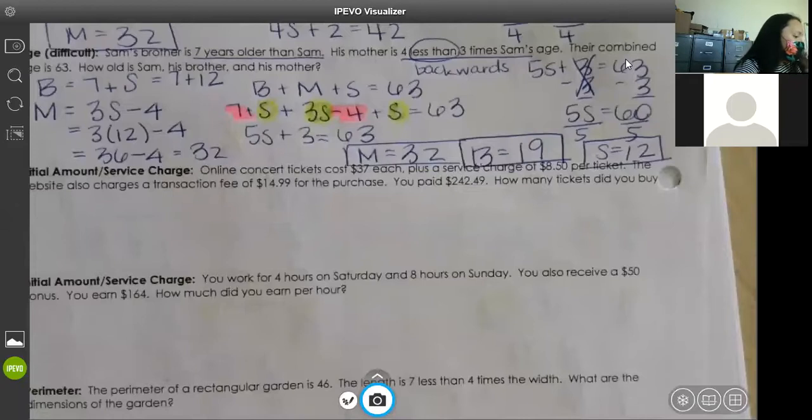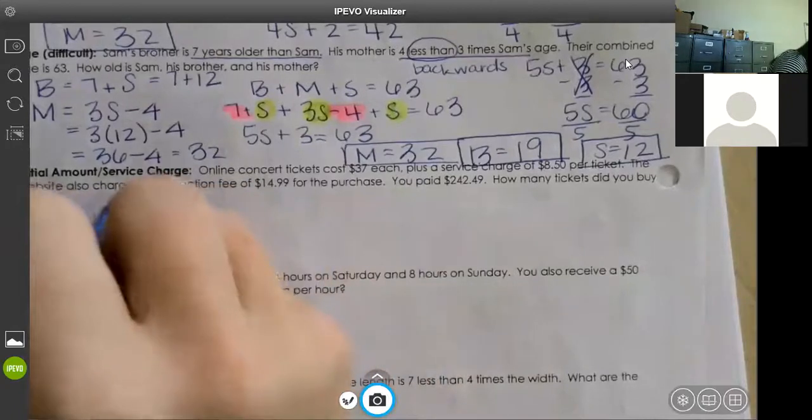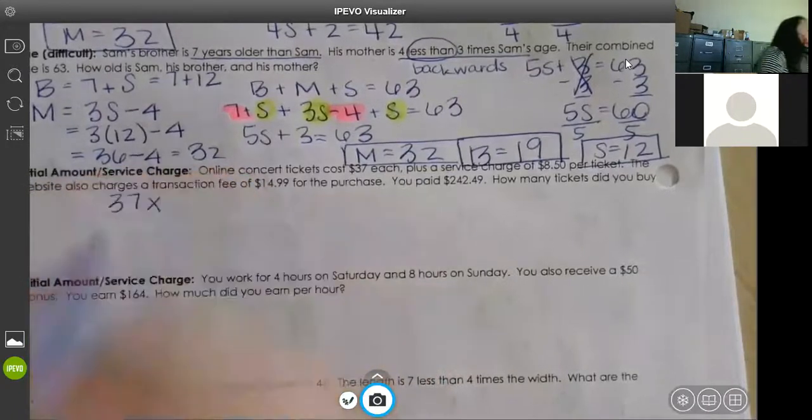Okay. So here's what it says. Online concert tickets cost $37 each, plus a service charge of $8.50 per ticket. Okay. So there are 6 of us in here. Say we all buy tickets. Now that would give us the number of tickets we're looking for that way. How would you figure out how much we spent on tickets? You can add them in together, or you can do what? Times it by how many people there are, right? Or how many tickets we buy. So that's what we're going to do. We're going to do 37 times, we don't know what the tickets are.